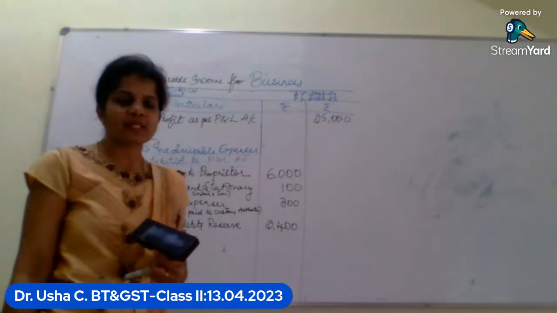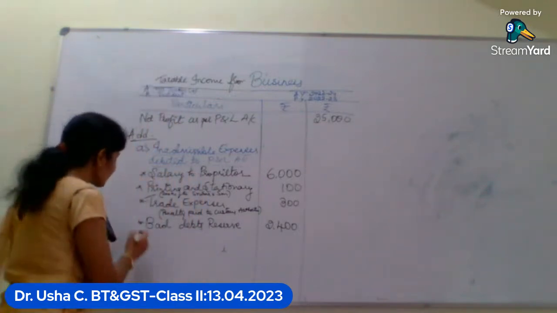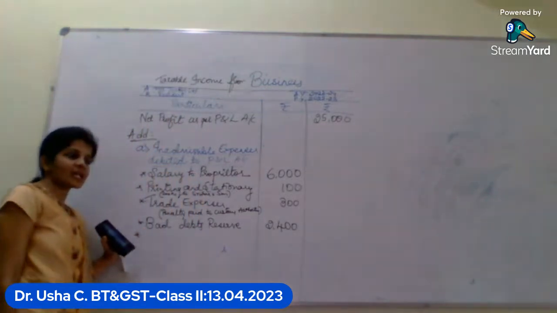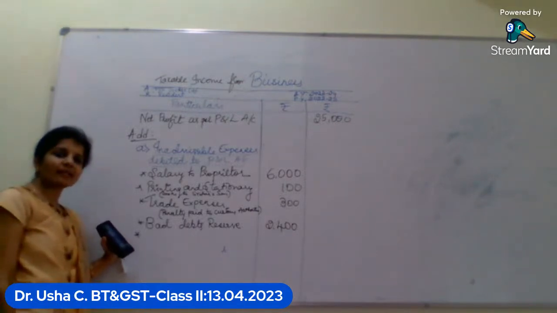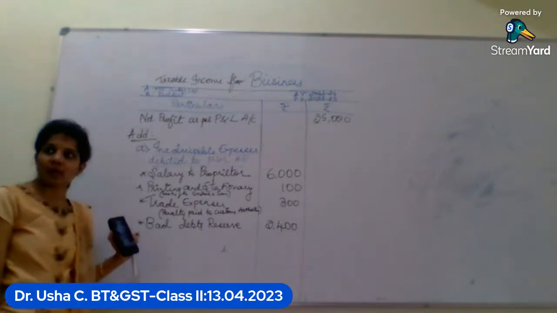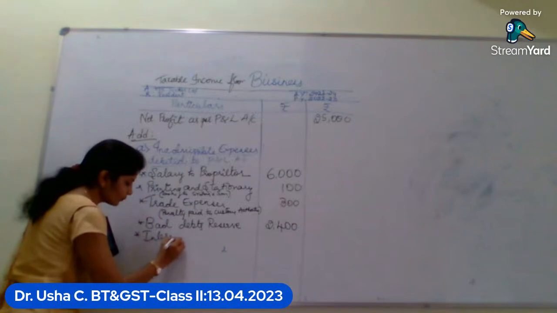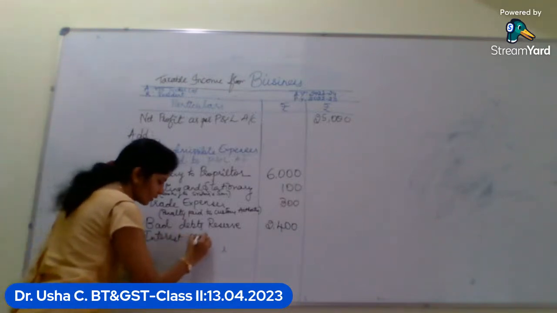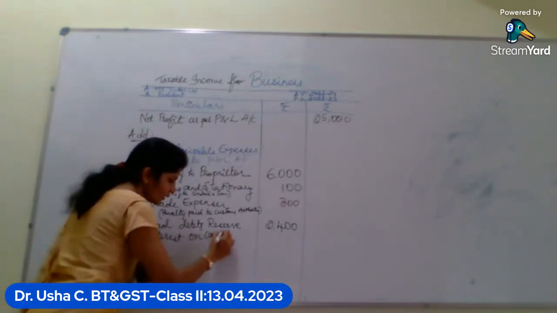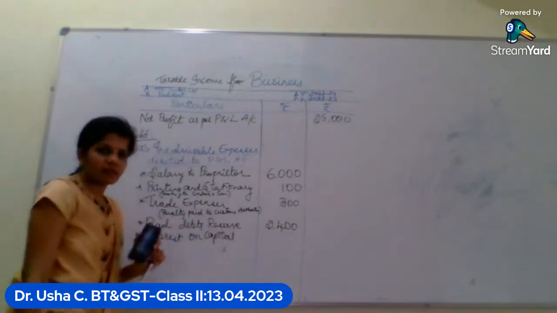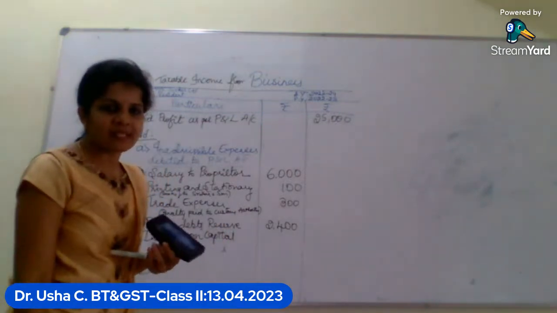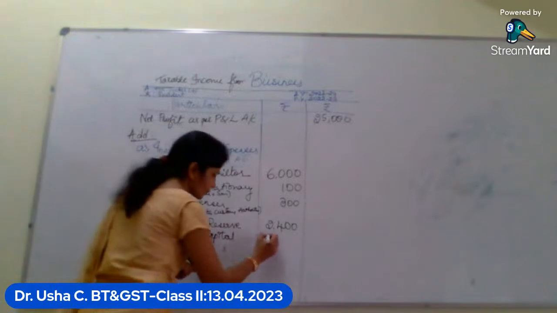Next, telephone expenses 300 is also allowable expenses. Interest on capital 3,000. Interest on capital, since it is the amount which is invested by the owner and he is himself taking the interest, is not allowed as per income tax. So interest on capital is not allowed. What is the amount of interest on capital? It is 3,000.